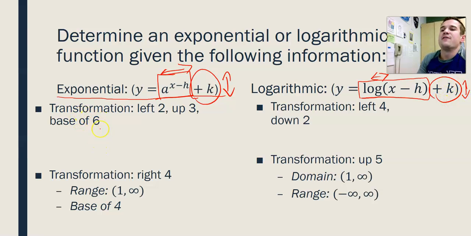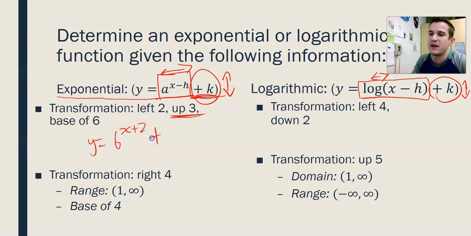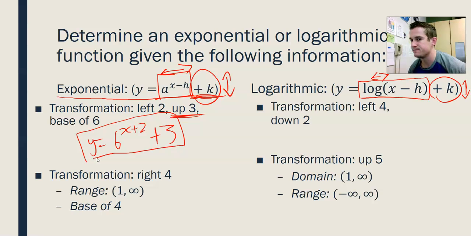So, if I have this transformation, left 2, up 3, with a base of 6. This a here is the base of my exponential function. Since I'm moving left 2, that's going to be this number up here in the exponent, because that affects my left to right movement. And it's going to be the opposite sign of what's given. So if I'm going left 2, this is going to be x plus 2. And then this number on the outside is going to affect my vertical shift. So this plus k, if I'm going up 3, I'm going to have a plus 3 out here. So that right there would be my transformed function.